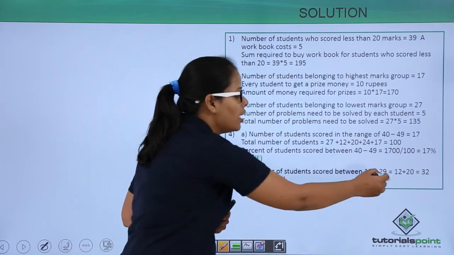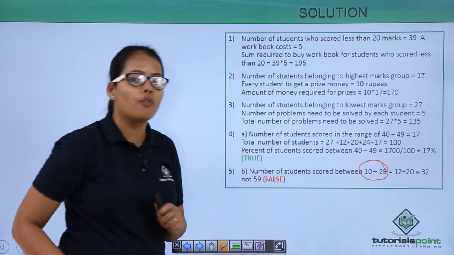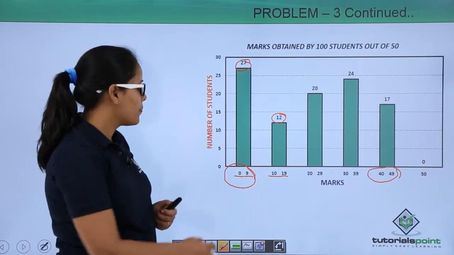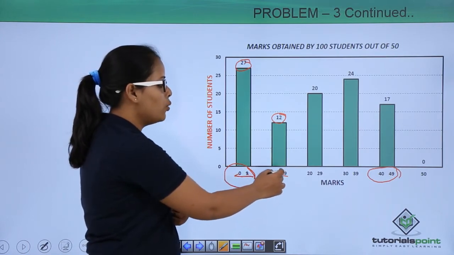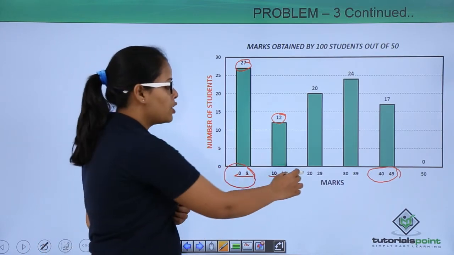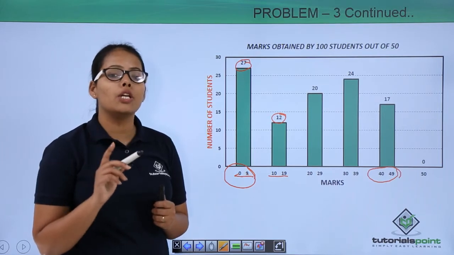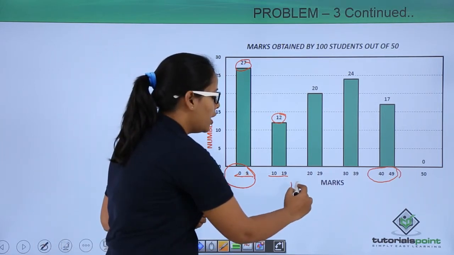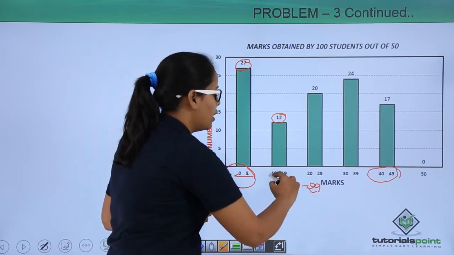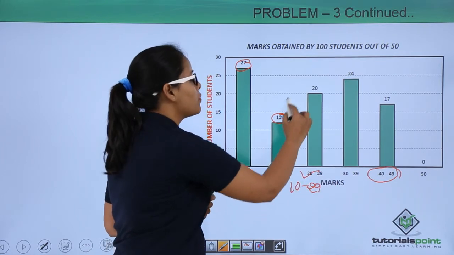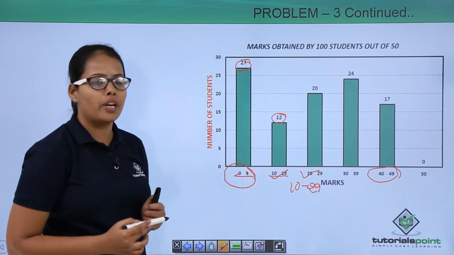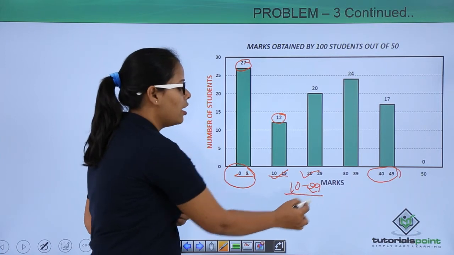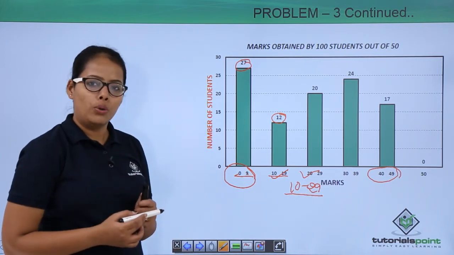Now let's calculate the number of students in this range. How will you do that? Let's see. 0 to 9 plus 10 to 19 plus 20 to 29, but you need to take the interval from 10 to 29. So you will consider this plus this. You will add both of these, 12 plus 20, to get the students in the marks group of 10 to 29.